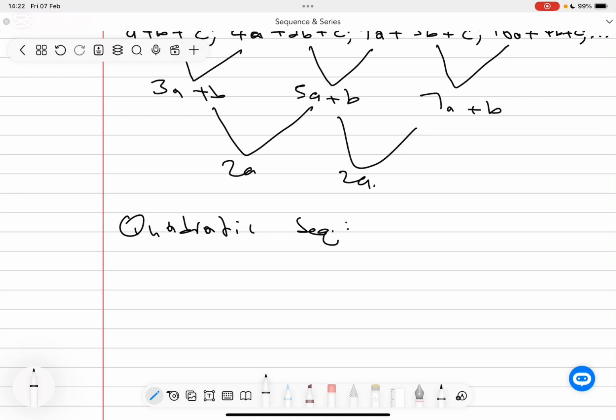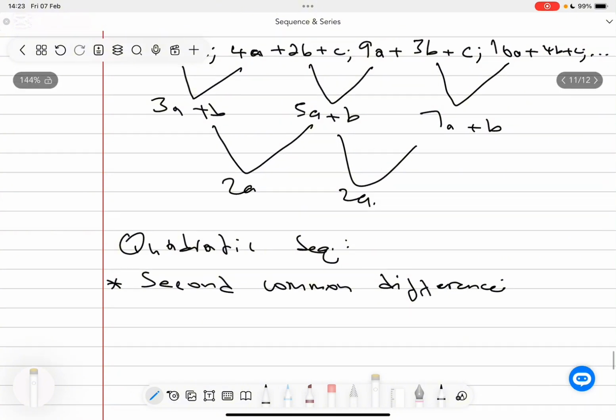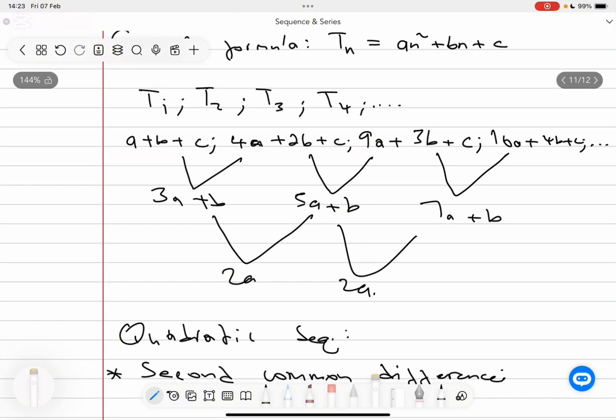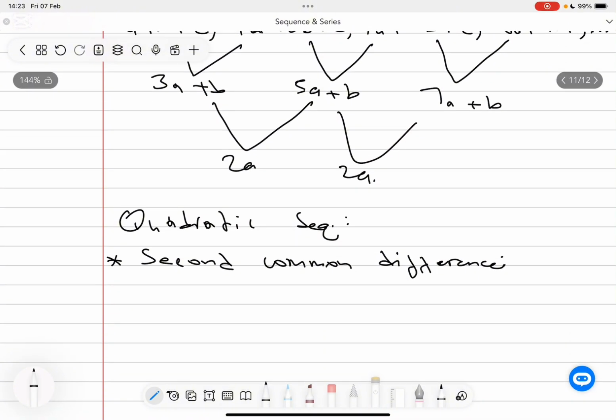sequence, we have the second common difference, right? We're going to have the second common difference, because we can see here that if we continue, and if you have time, you can continue just for you to confirm, doing term 5, finding the difference here, then finding the difference here, you would see that always we get a constant number that is given by 2a, right? So we have a second common difference which is given by 2a.